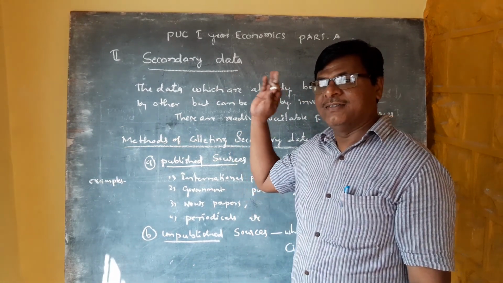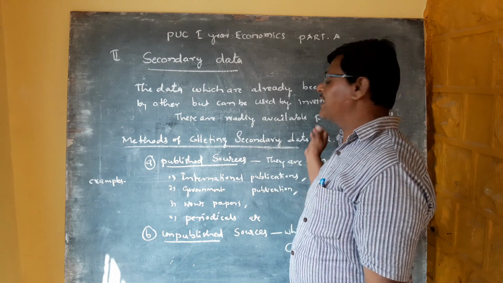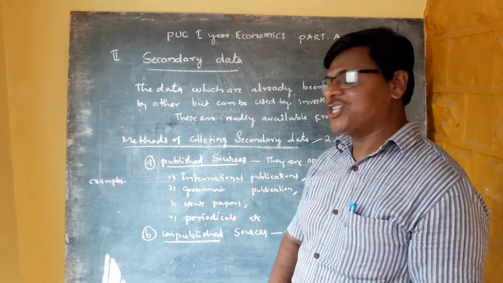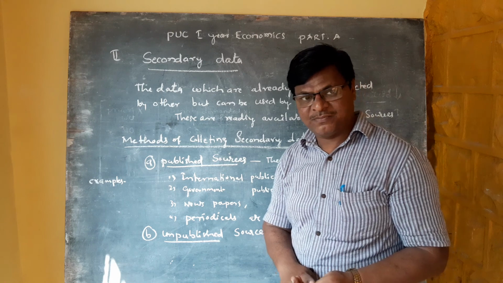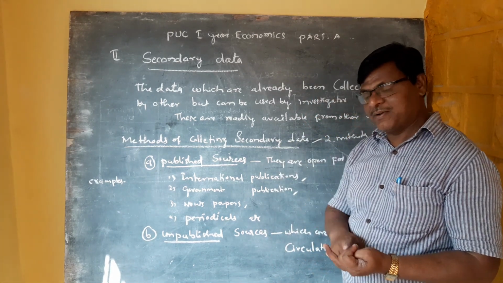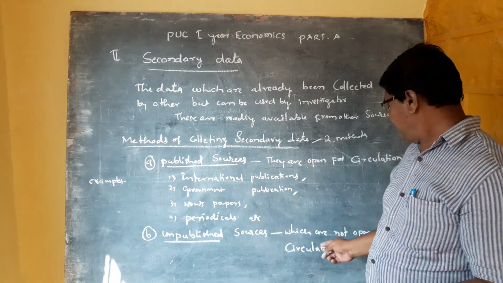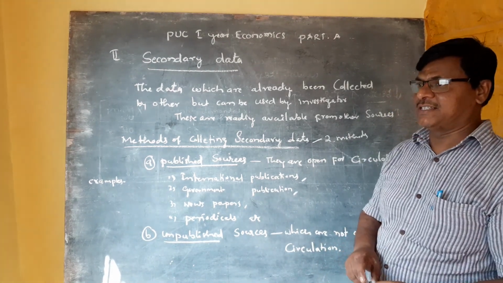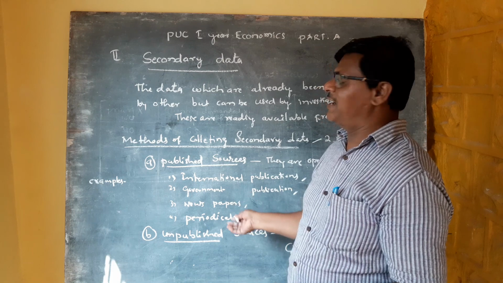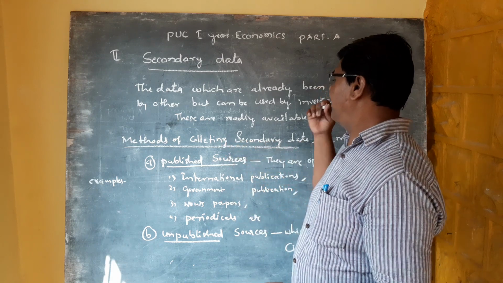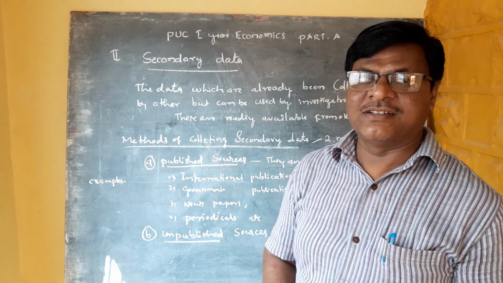How many methods are there for collecting secondary data? There are two types: one is published sources, the second is unpublished sources. Examples of published sources are international publications, government publications, newspapers and periodicals. Unpublished sources are not open for circulation. So you have to write the examples of published and unpublished sources, and the methods of collecting secondary data. You have to answer this. This is called the secondary data.